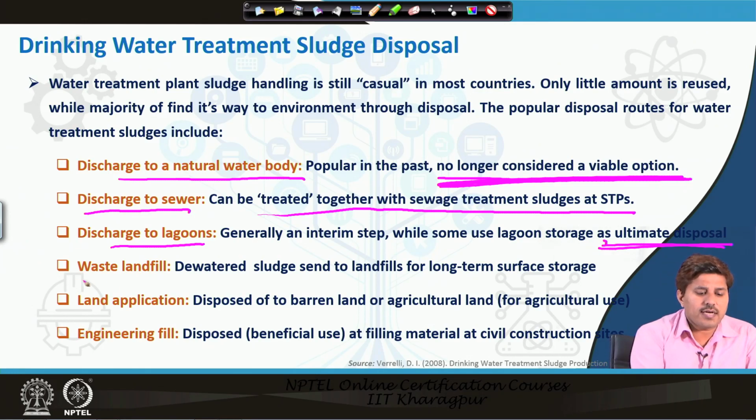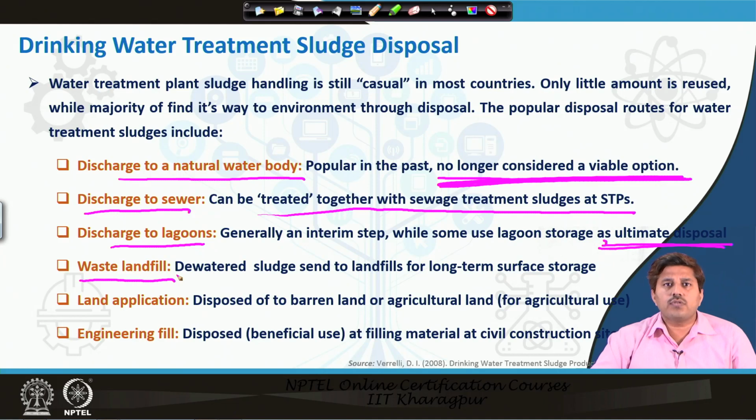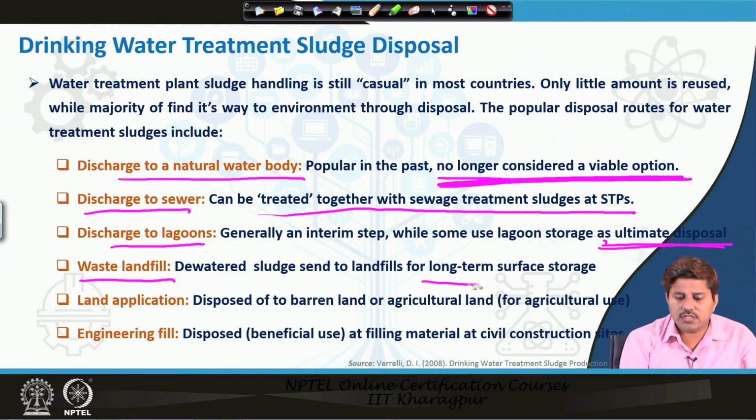Then there are landfill options. So it goes to the landfills. Dewatered sludge is sent to the landfills for long term surface storage. It can be dumped into the landfill and then it is stored there for a long time. Again, the leaching and those things need to be studied when it is going to the landfill sites.